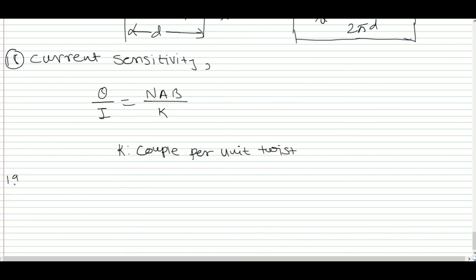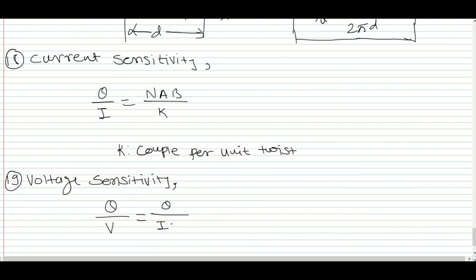And the last formula we have is voltage sensitivity. Look, current sensitivity means how much the angle theta changes for a small change in current. And how much the angle changes by changing the voltage, that is what the voltage sensitivity is. So we can write theta divided by I into R, where theta by I is current sensitivity, so it will be NAB divided by K into R. Formula will be the same.